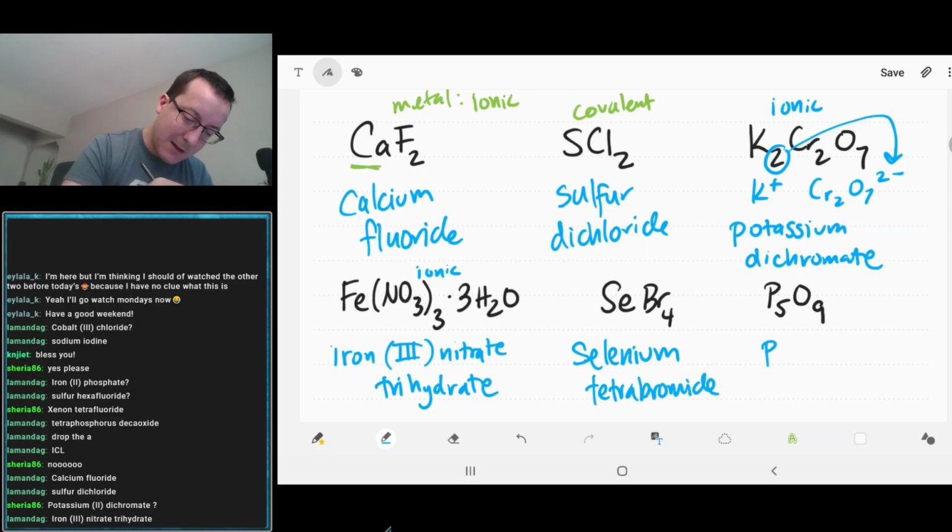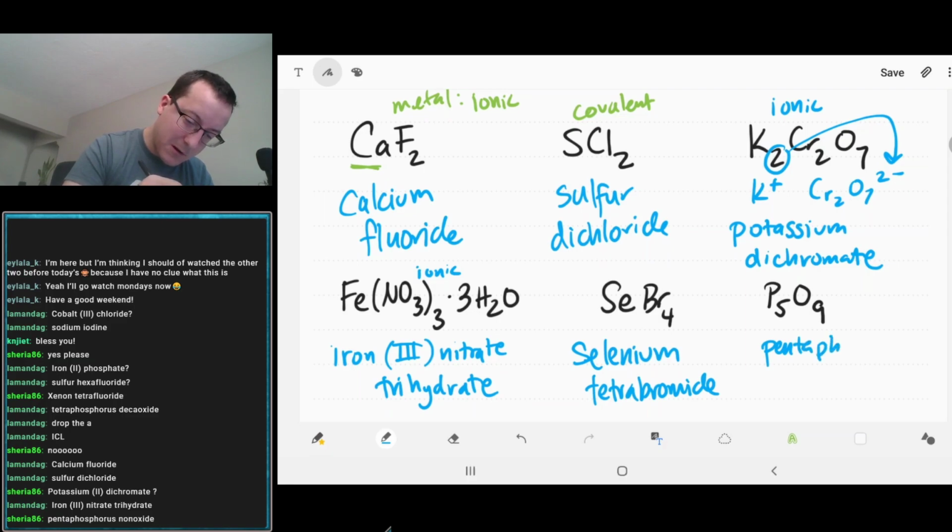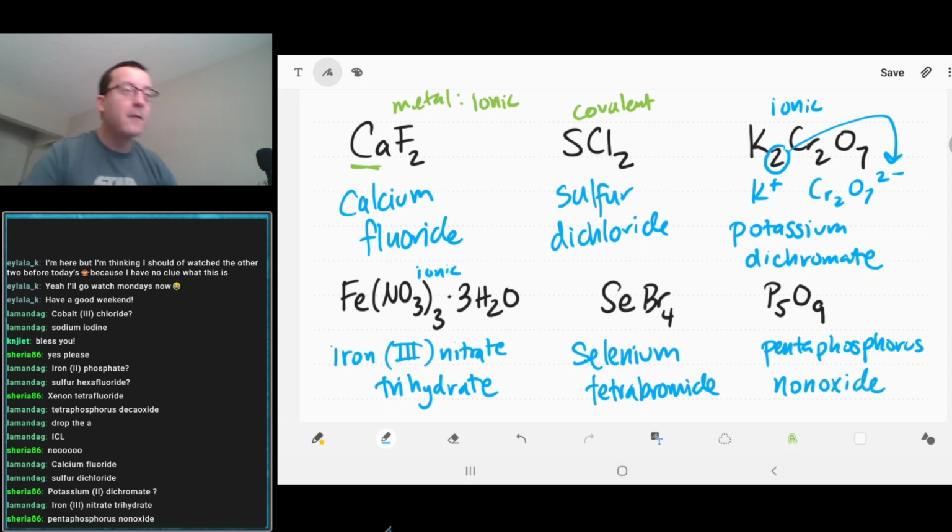And this is pentaphosphorus nonoxide. Yeah, very nice. Okay, that looks great.